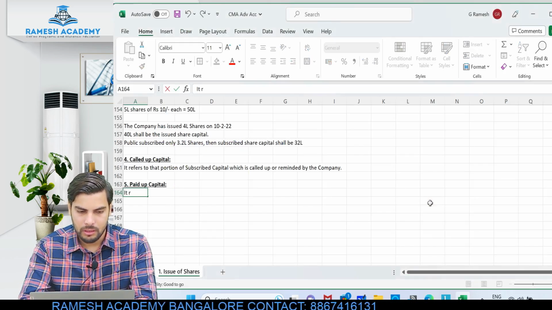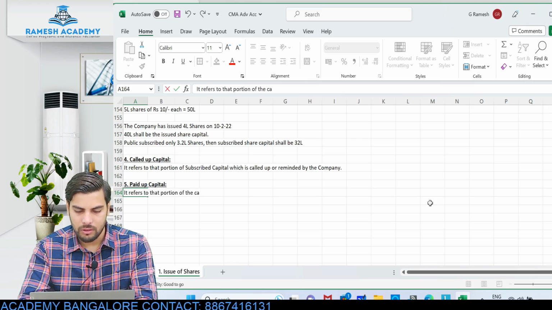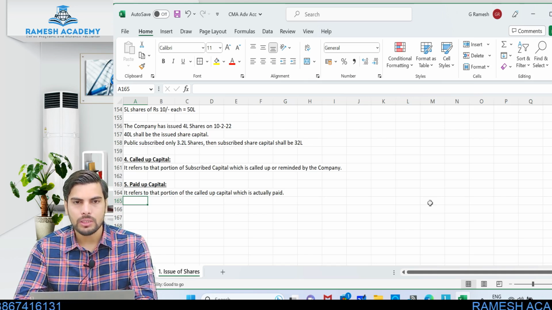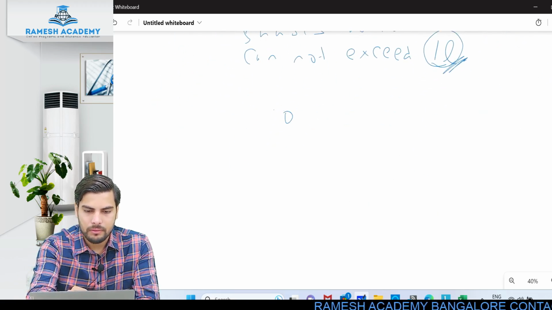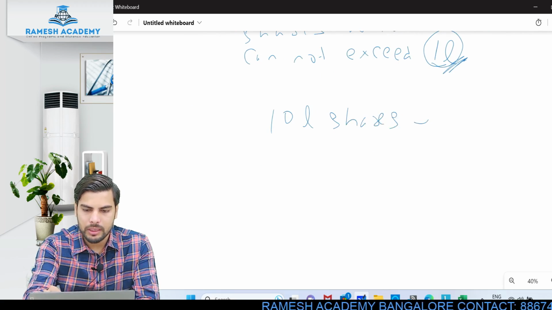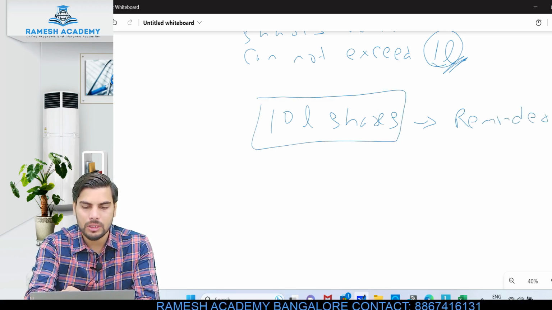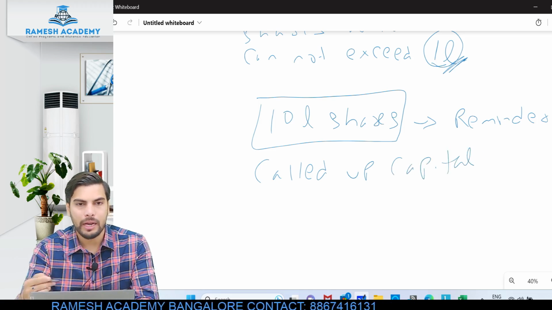So it refers to that portion of the called up capital which is actually paid. I made a reminder to the entire 10 lakh shareholders. Out of these 10 lakh shareholders, only 9.8 lakh shareholders paid the amount. Look at this. Let's say 10 lakh shares. I sent the reminder, so this 10 lakh will be called as called up capital, because I have made a reminder to the entire 10 lakh shareholders.